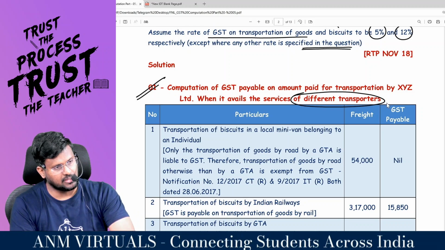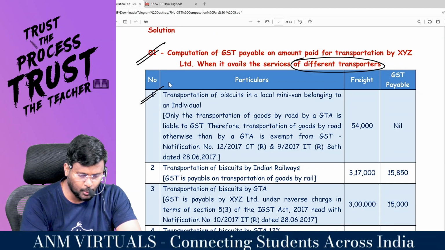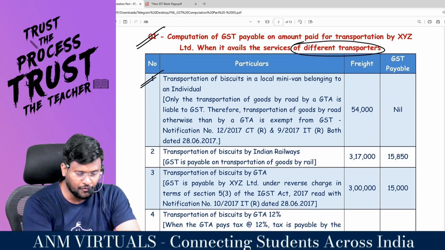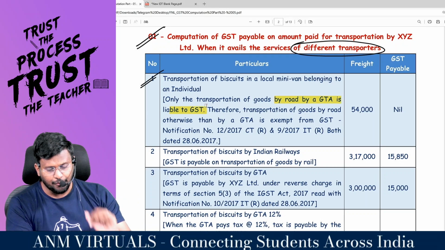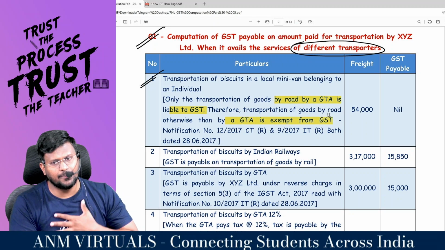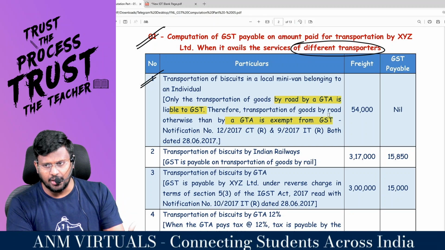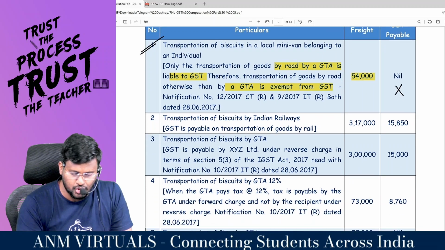Computation of GST payable on the amount paid for transportation by XYZ Limited when it availed the service of different transporters. Number 1, transportation of biscuit in a local minivan belonging to an individual. Only the transportation of goods by road by a GTA is liable to GST. Therefore, transportation of goods by road otherwise than by GTA is what from GST? So this person is not a GTA, hence it is exempt from GST. For 54,000, no need to pay any GST.